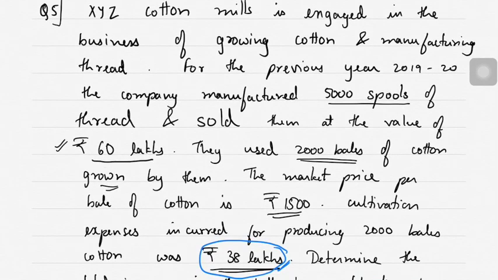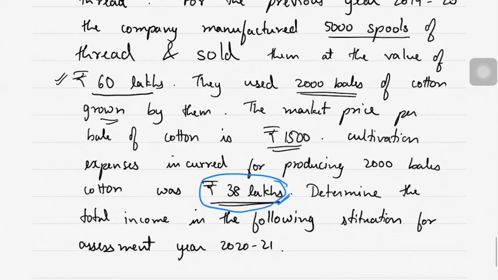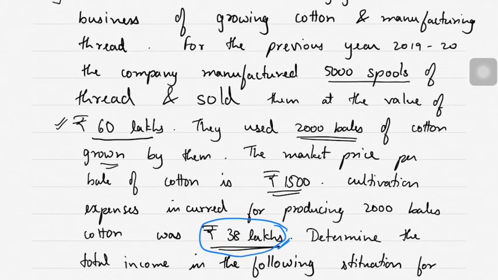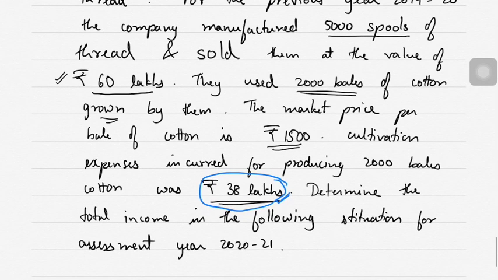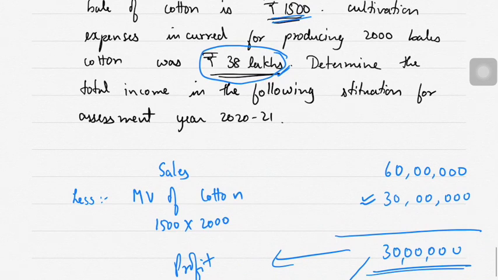Okay. The cotton mills, XYZ cotton mills is engaged in the business of growing cotton and manufacturing thread. So, what is happening? You are growing cotton and manufacturing thread for the previous year. The company manufactured 5,000 spools of thread and sold them at the value of rupees 60 lakhs. So, it has been sold for rupees 60 lakhs. So your net sales, your gross receipts is 60 lakhs. They use 2,000 bales of cotton grown by them. The market price per bale of cotton is 1,500. Cultivation expenses incurred for producing 2,000 bales of cotton was 38 lakhs. Determine the total income in this situation.